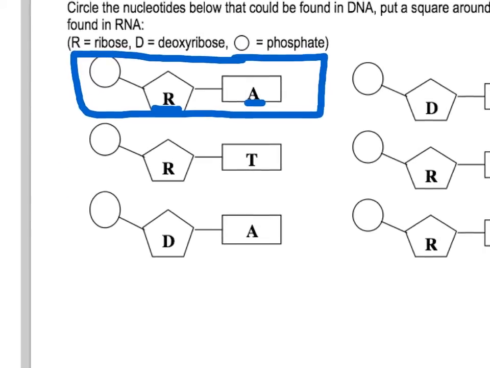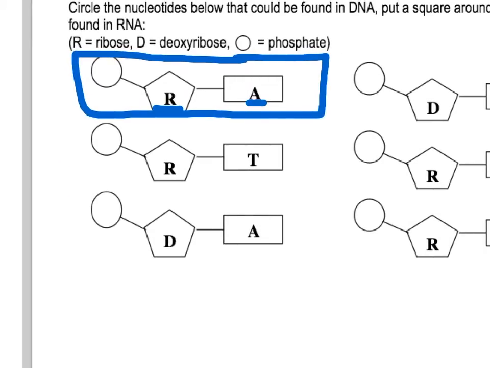Now we're going to come down to the next one. We have an R for ribose and a T for thymine. That tells us it's an RNA, but T is not a base that can be found in RNA. If you look back up at your table, T is not there. We have a U instead. So this nucleotide does not exist.